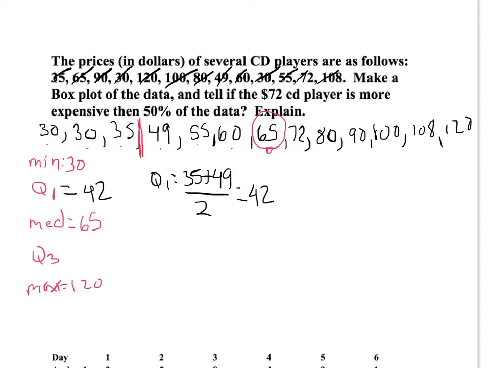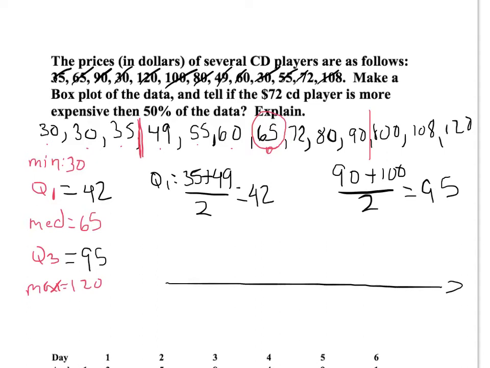And then same thing for the third quartile. You go 1, 2, 3, put the line there, add those two together. 90 plus 100 divided by 2, 95. Double check, I did that in my head. Okay, so yep, the third quartile is 95. So now what you need to do is a number line. Now, find your range. Range is the max minus the min. So 120 minus 30, 90.